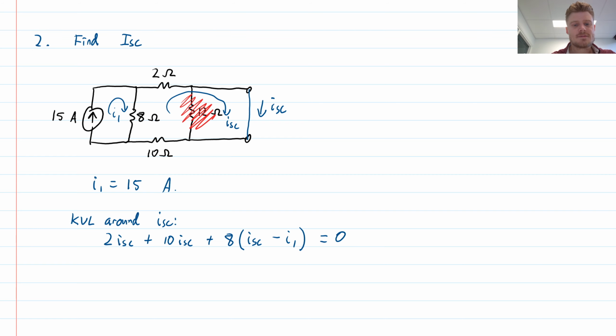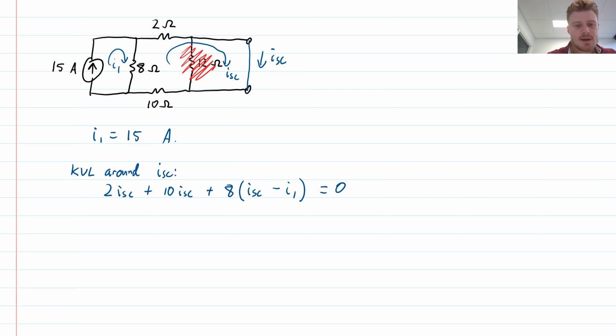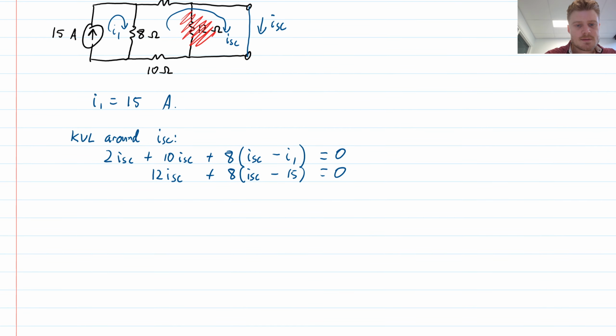But I know I1 is 15, so I can substitute that one in straight away. So this will give me the following. 8 times ISC minus 15 is equal to 0. So that's 20 ISC minus, so 8 times 15 was 120, that's equal to 0. So ISC will be 120 divided by 20, which is 12 over 2, which is 6 amps.